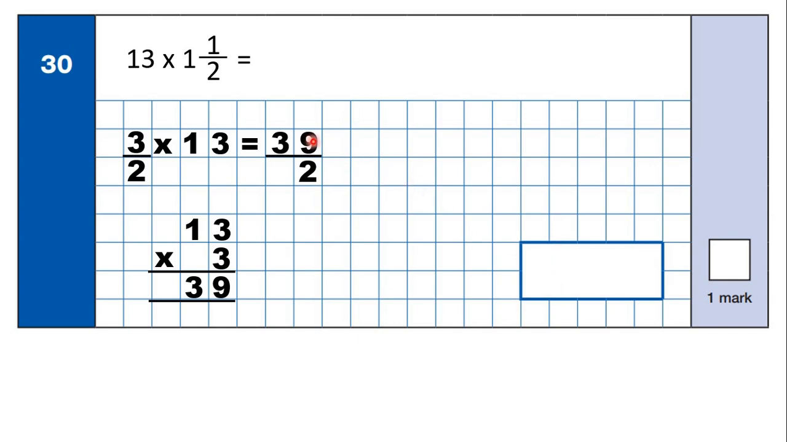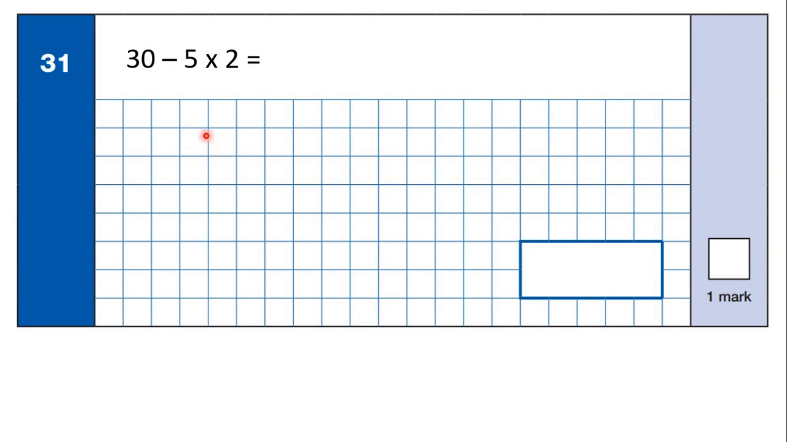But if we want to change that back to a mixed number, what we can do is divide 39 by 2 and write our remainder as a fraction. So 3 divided by 2 is 1 remainder 1, 19 divided by 2 is 9 remainder 1. So we can write the remainder 1 as our numerator, and then our denominator is what we're dividing by. So our answer is 19 and a half.